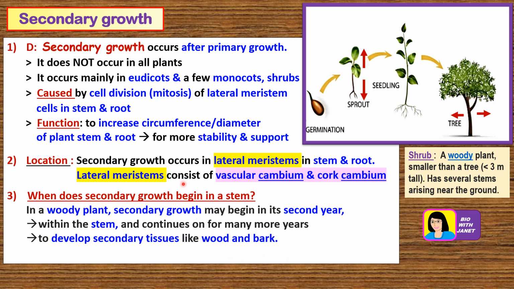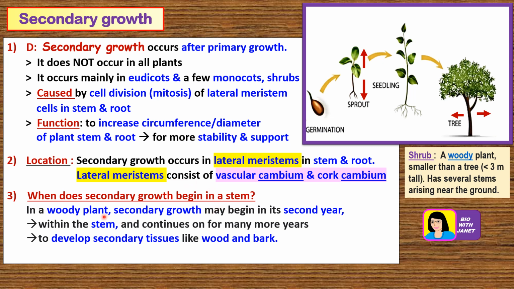Now, location. Where does secondary growth occur? It occurs in the lateral meristems in the stem and root, inside the stem, and the root is underground. Lateral meristems consist of vascular cambium and cork cambium. So when you talk about lateral meristems, remember it consists of the cambiums, the vascular cambium and the cork cambium. For apical meristems, you just have the shoot apical meristem and the root apical meristem.